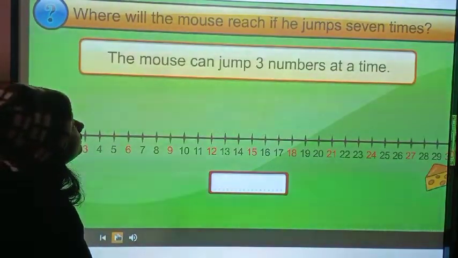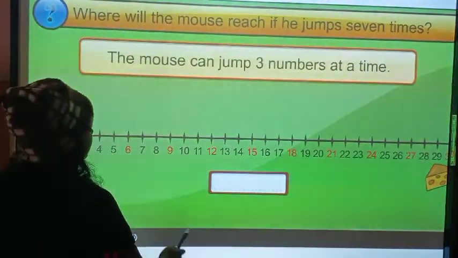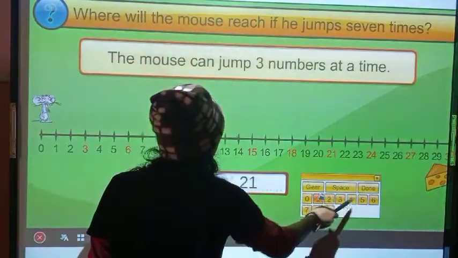Where will the mouse reach if he jumps 7 times? 7 times. So this is 21.